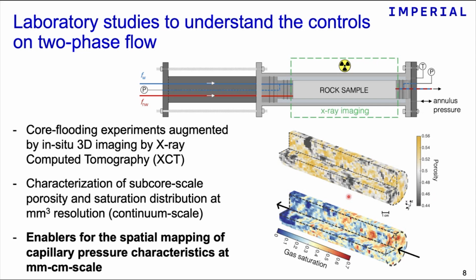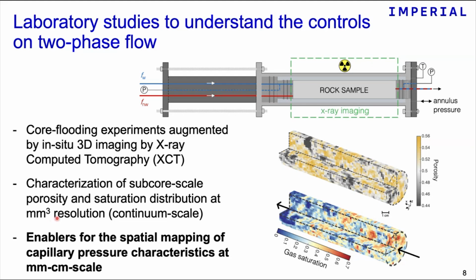And the second key property is the saturation of the fluids that is obtained during the core flooding experiments. In this case, the gas-brine saturation, right? So you see in red the saturation of gas, and in blue where more water has remained, right? And these properties can be quantified, as I said, at the resolution of a few millimeters, meaning that you're already at the continuum scale when it comes to modeling.